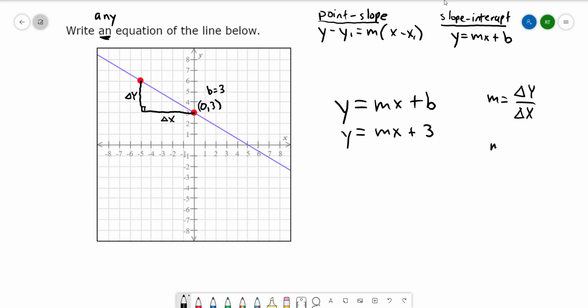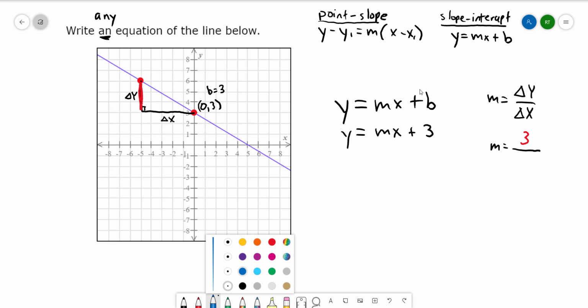So I'm just going to substitute my values. The change in y, in other words, how long is this side here from here to here? Let me just mark it with a red line. Well, when I count it is 1, 2, 3. So I know that the length of that side is 3 spaces long. Now I'm going to count the other side. So I get 1, 2, 3, 4, 5. So the change in x is 5.